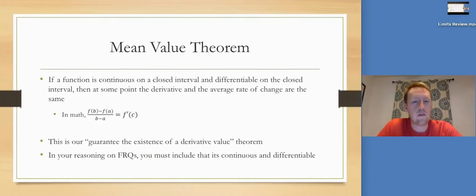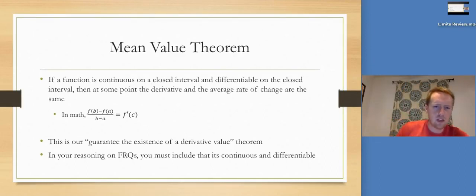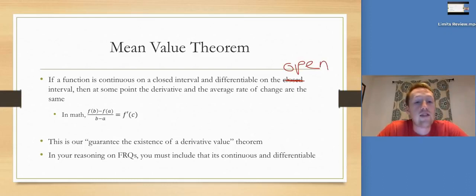Okay, we're going to look at the mean value theorem, and then we're going to wrap this video up. If a function is continuous on a closed interval and differentiable on the open interval, then at some point the derivative and the average rate of change are the same. In math terms, that means f of b minus f of a over b minus a is equal to f prime of c. This is our guarantee of the existence of a derivative value.